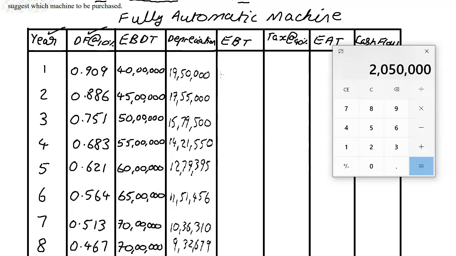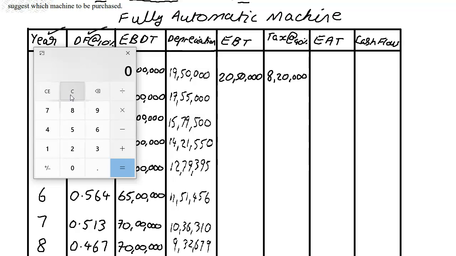So under EBT, we can write down 20 lakh 50,000. Then 40% of this number. So into 40 by 100, we have 8 lakh 20,000. And we take 20 lakh 50,000 minus 8 lakh 20,000, which gives us 12 lakh 30,000.